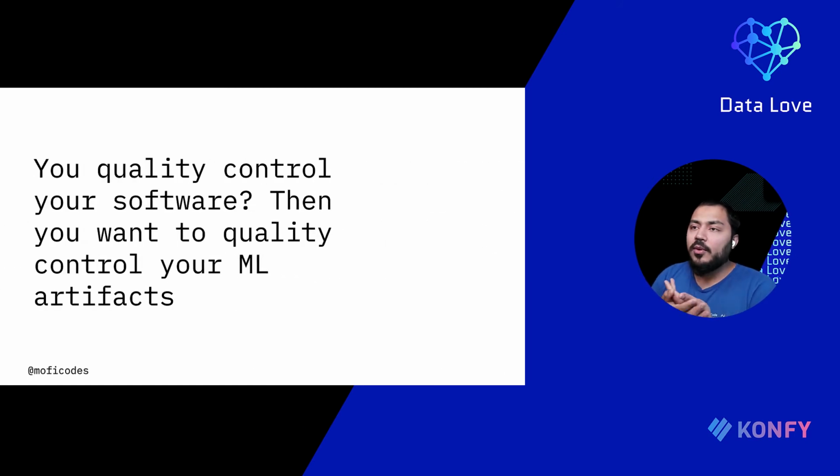So we quality control our software. We make sure that our software is not regressing from version to version. Then we need to actually quality control our machine learning artifacts as well. We can't just build the model on our local laptop and deploy it into production just by copying some files over. That's not how we do software, and that's not how we can do machine learning either.